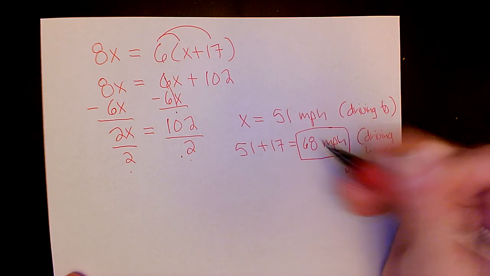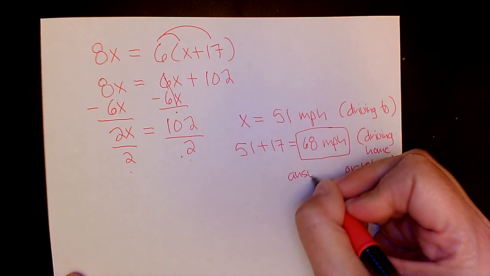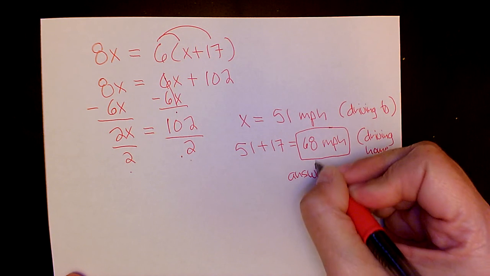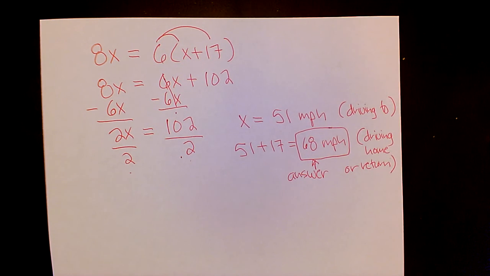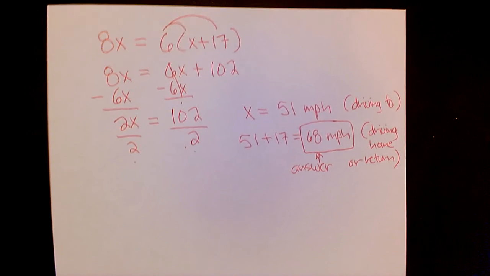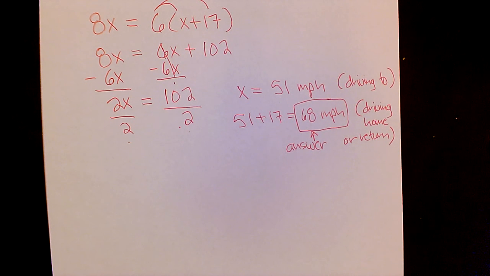and that's how fast he was going when he was returning home on the return drive. So that's what you would fill in the box, the 68 miles per hour.